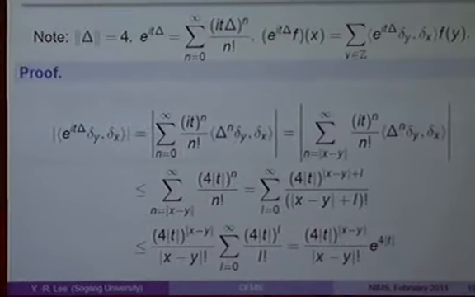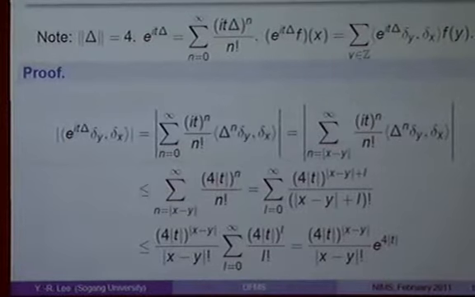Then just put the absolute value inside, and here this Laplacian is a bounded operator with norm 4. So this 4 to the n comes from the Laplacian to the n. And the norm of delta sub y is of course 1, and delta sub x is of course 1. So we get 4t to the n divided by n factorial. Then we change the index here, L equals n minus the absolute value of x minus y. Then we can rewrite in this form.